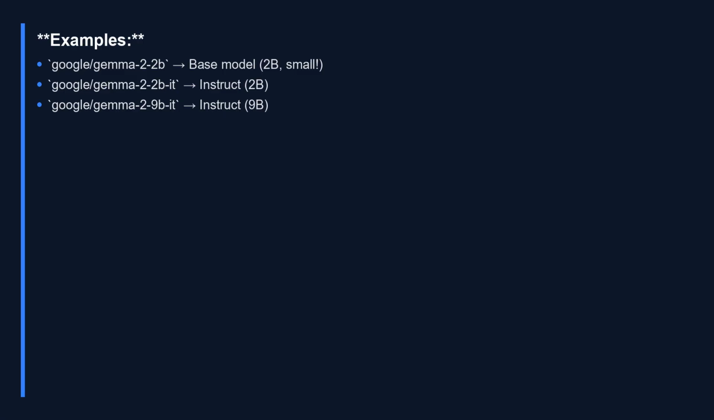The Gemma family gives you clear size options. google/gemma-2-2b is the 2 billion parameter base model, small and fast.